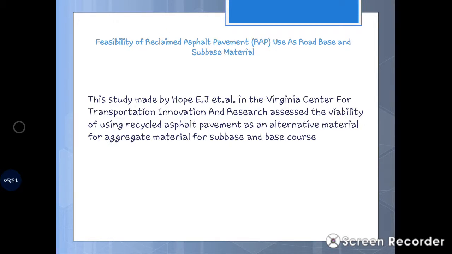So, yung next study naman na ipipresent ko is a feasibility study of reclaimed asphalt pavement as a road-base and sub-base material. This study was made by Hope E.J. et al. in the Virginia Center for Transportation Innovation and Research. Dito sa study na to, inassess nila yung viability of using recycled asphalt pavement as an alternative material for aggregate materials for sub-base and base course.